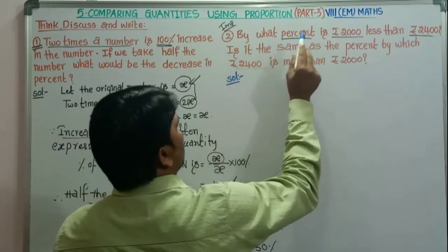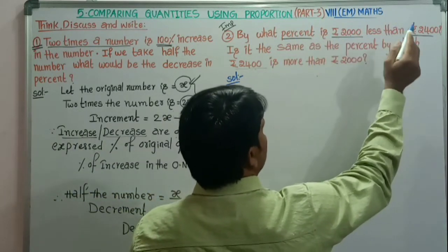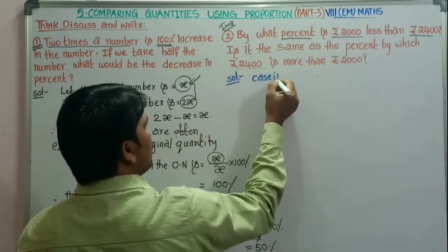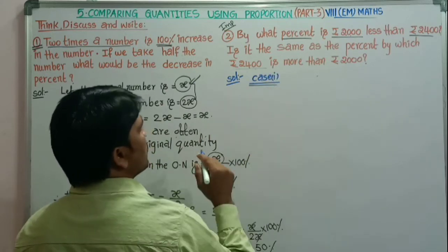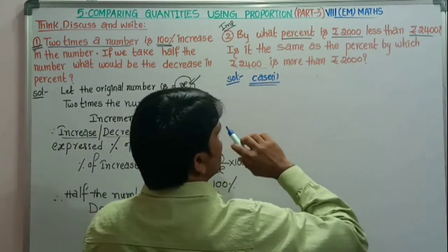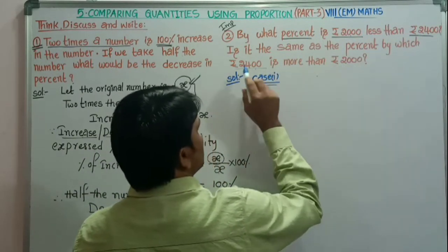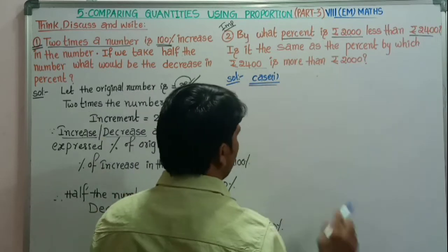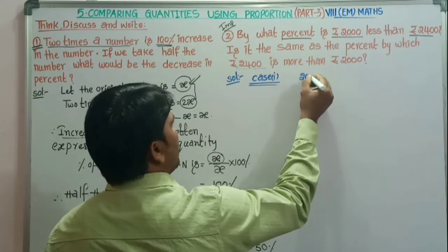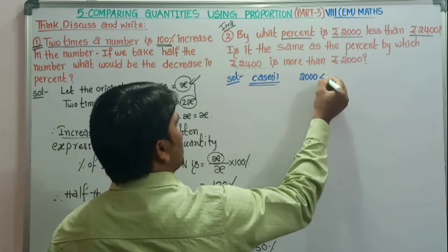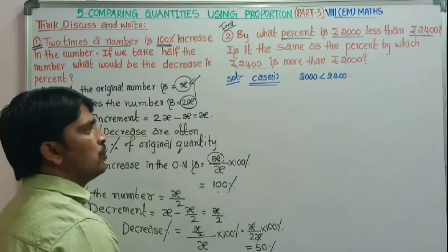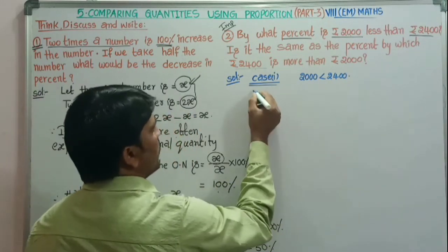We have to find what percent rupees 2000 is less than 2400. In the question we have two cases. The first one is what percent rupees 2000 is less than 2400. The second case is by what percent rupees 2400 is more than 2000. Consider the first case. Since we know that 2000 is less than 2400.